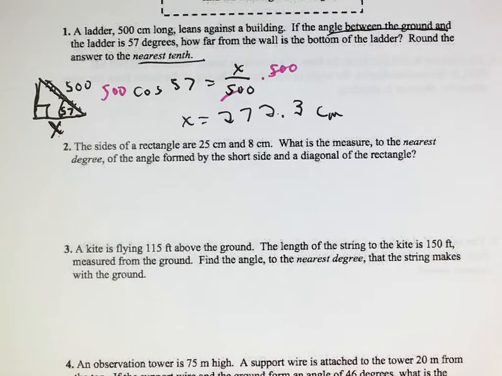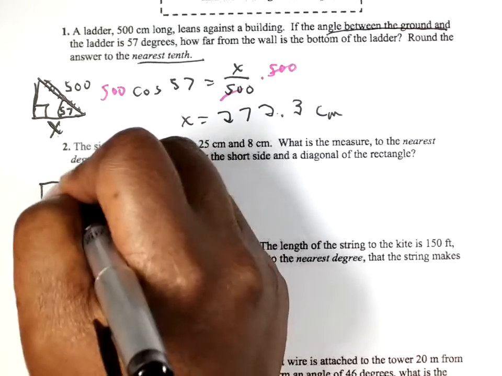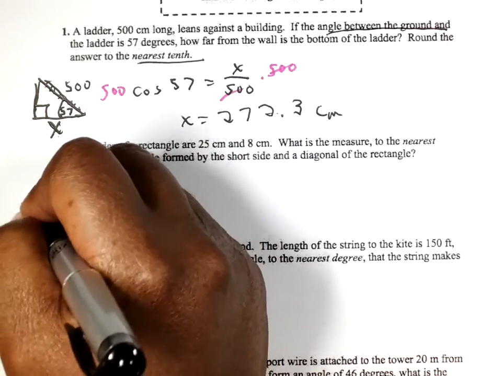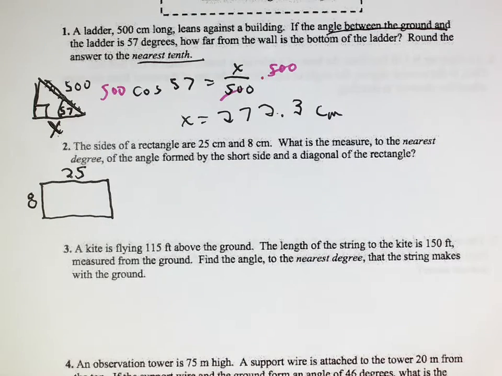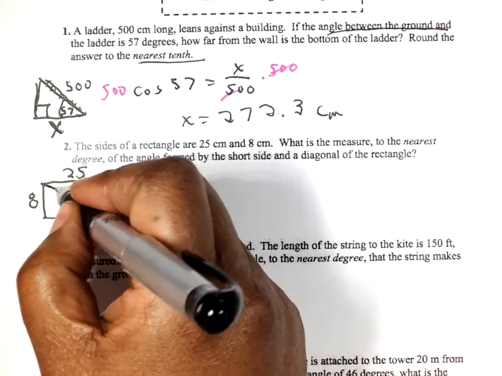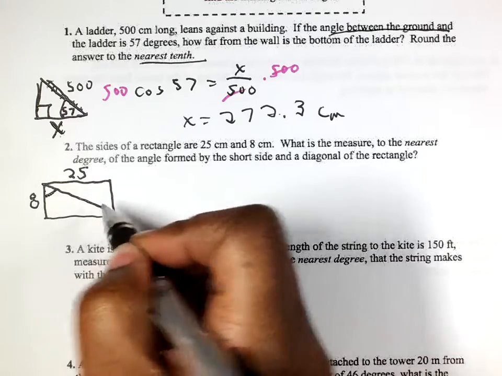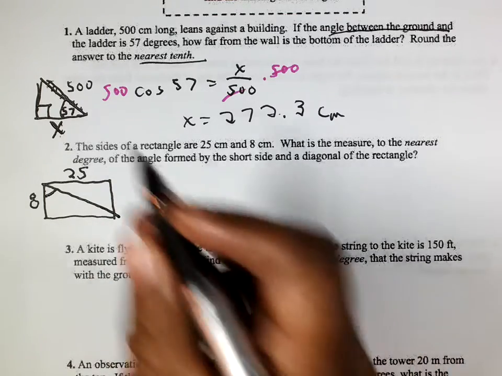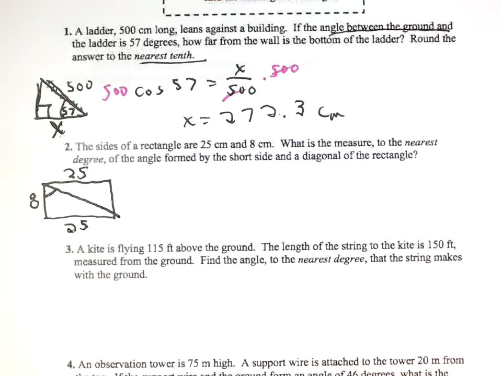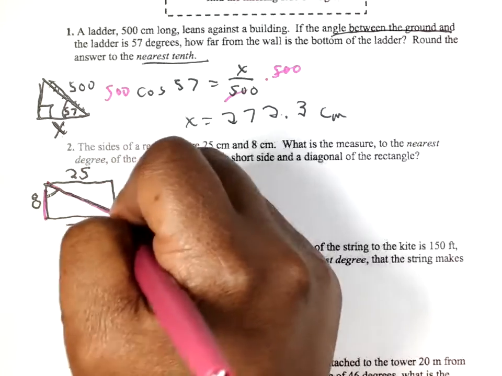Number 2, two sides of a rectangle are 25 and 8 centimeters. What is the measure to the nearest degree of the angle formed by the short side and the diagonal of the rectangle? So the short side and the diagonal would be that angle. So I'm just going to put my 25 down here. So this is a triangle. We get a right triangle in here.